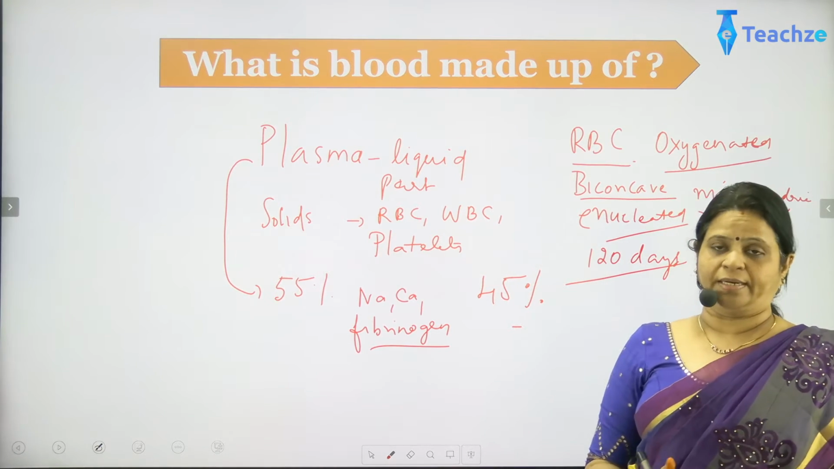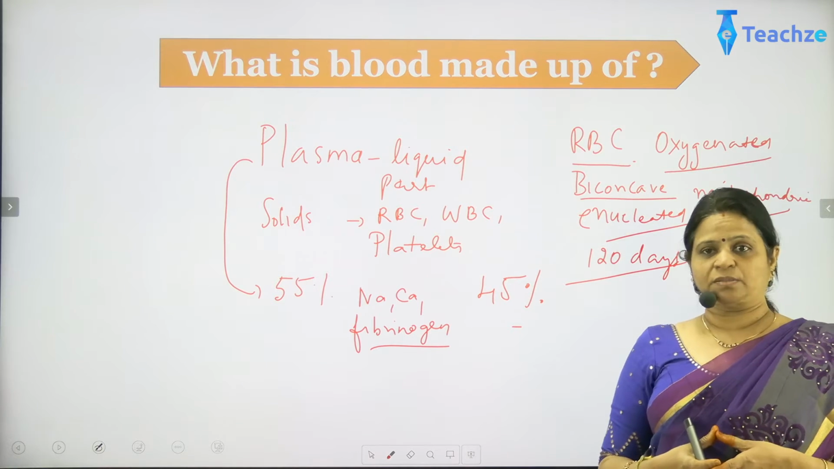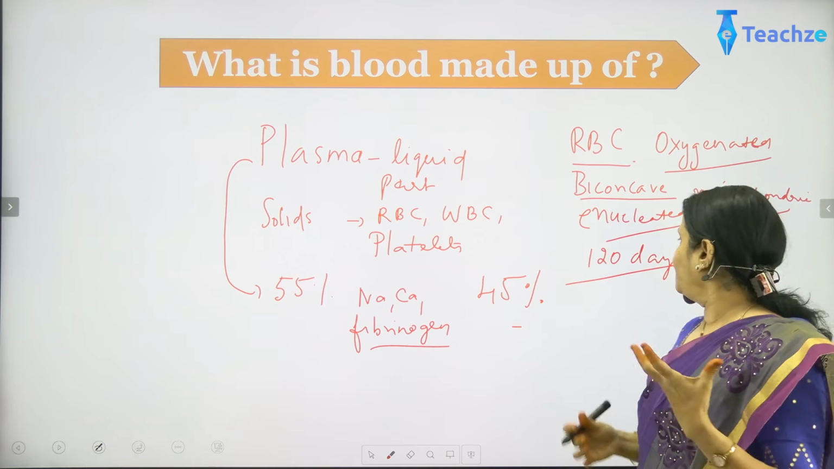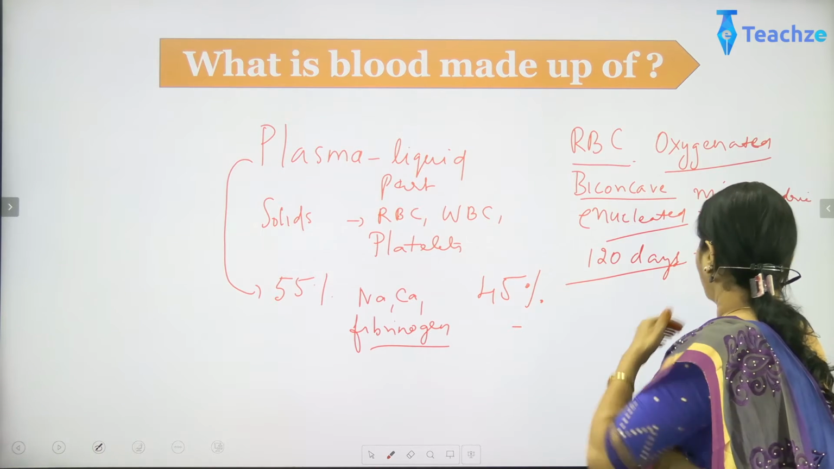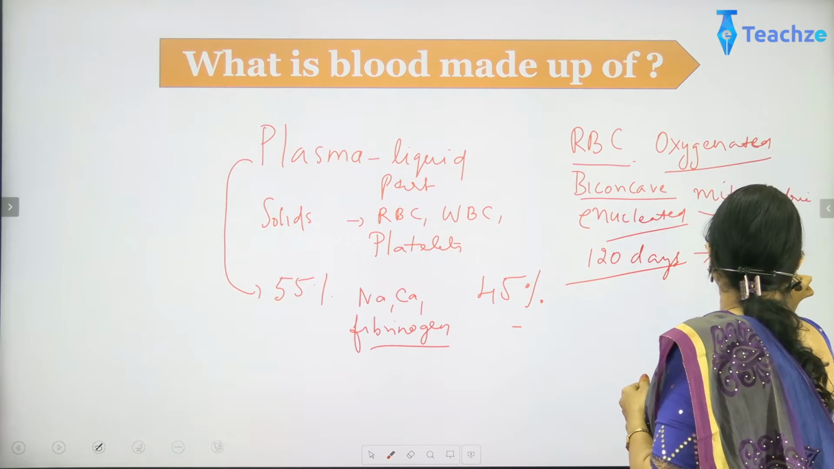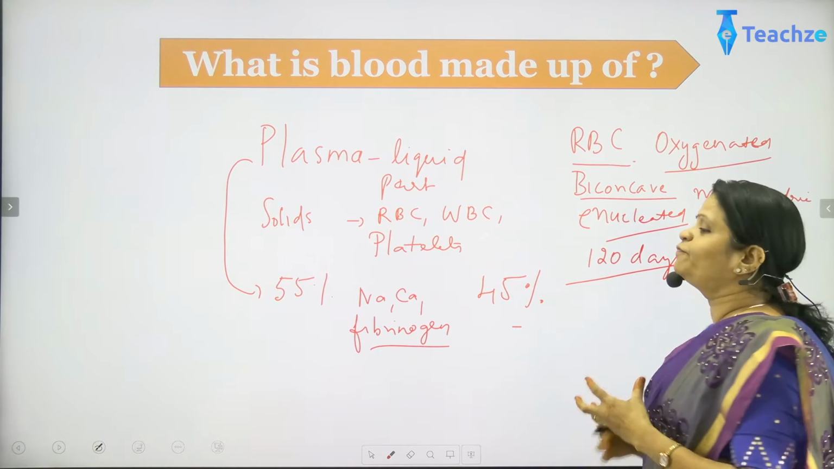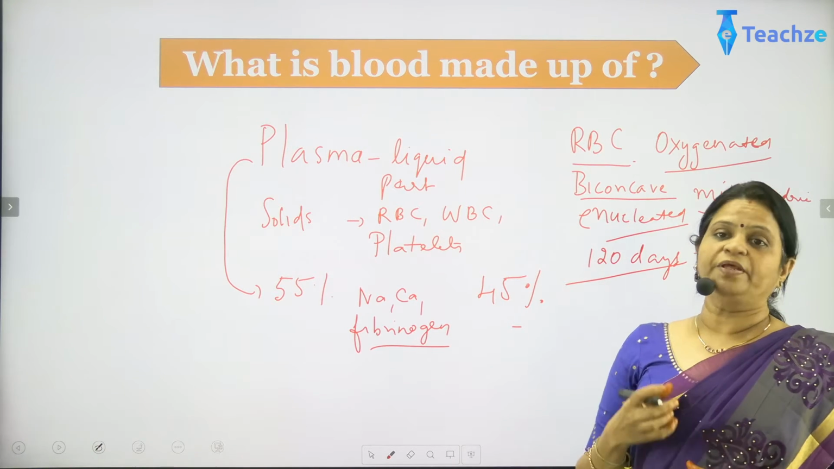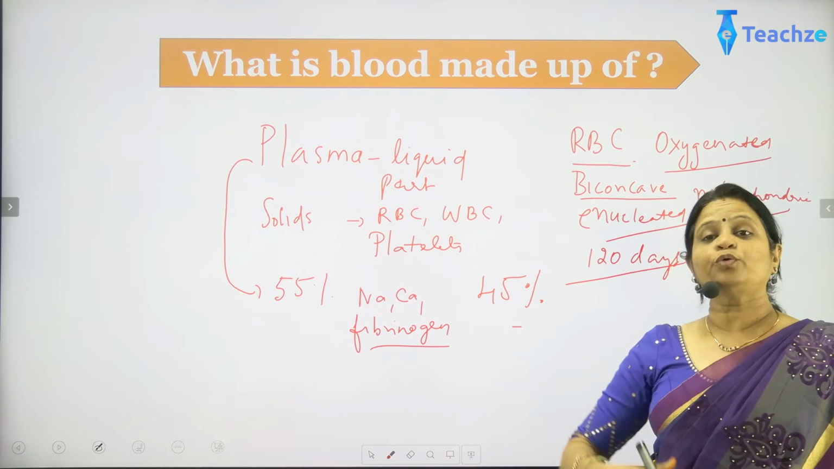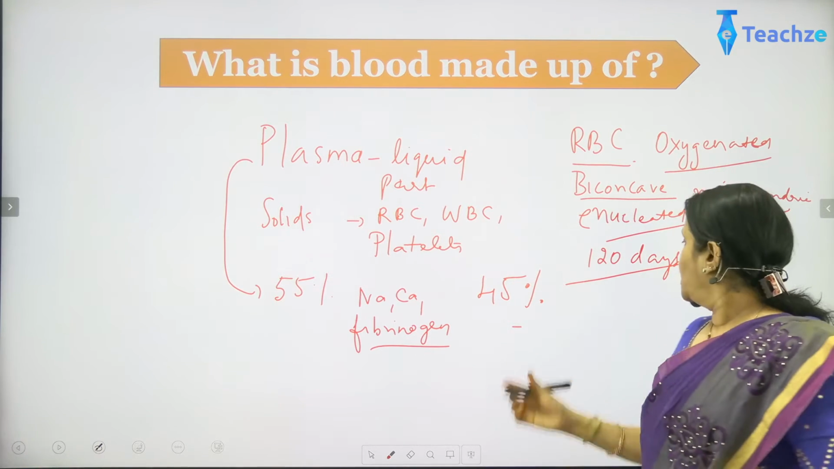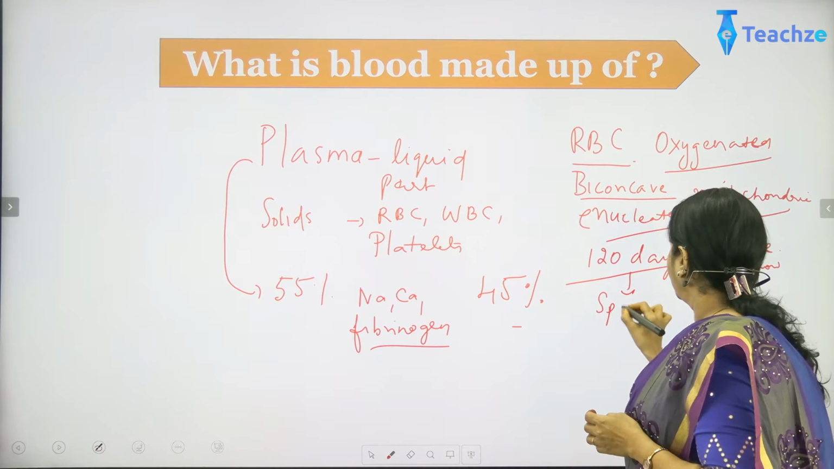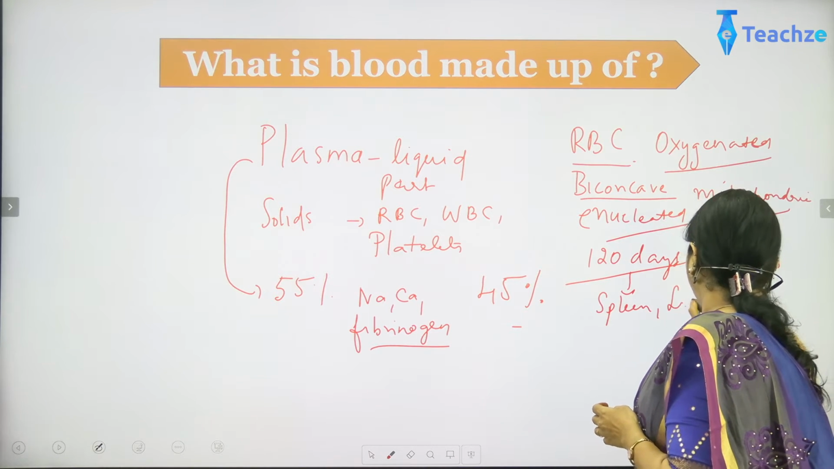Now what happens after that? Where do I get my RBCs from so that I can continue circulating the blood in the system? RBCs are produced in the bone marrow, where fresh RBCs will be prepared every 4 months. And if I want the new cells to be prepared, I have to destroy the old cells, right? So the destruction of RBCs will take place in the spleen as well as in the liver.